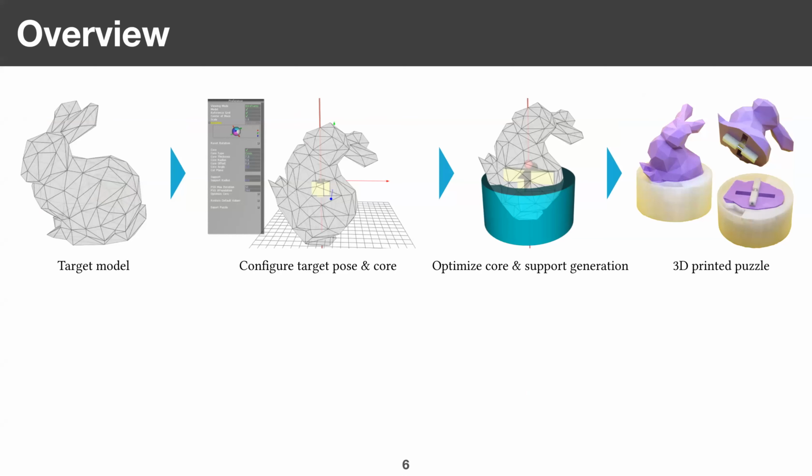Given a target 3D model, a user can configure the pose and core position. Here, the core is the puzzle mechanism, shown in the yellow box. Then our method optimizes the core position and size. To rotate the puzzle model stably, we also generate a support structure. Without the support structure, solving the puzzle is very hard. So the support structure is regarded as a key to unlock the puzzle.